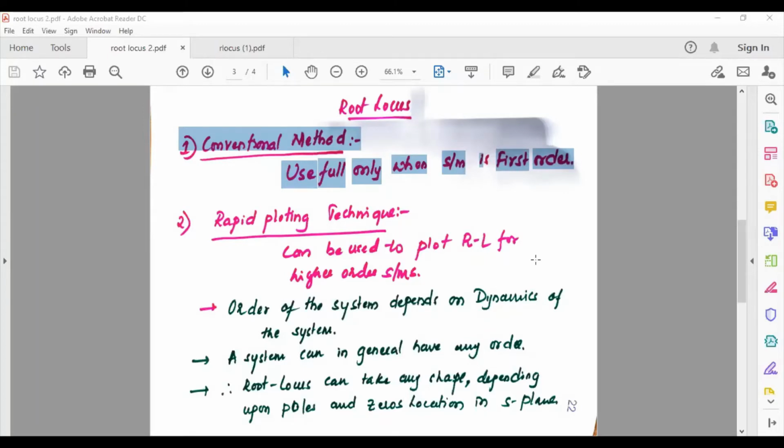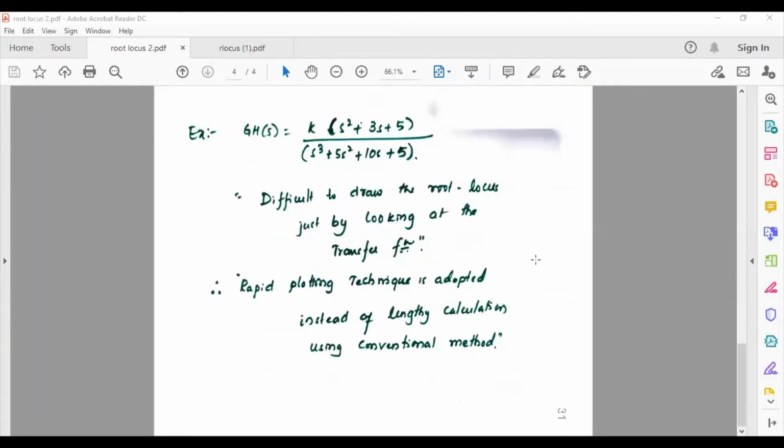Therefore, a root locus can take any shape depending upon the poles and zeros location in S-plane. Fine. So the root locus shape is also not like a unique thing. It can take any shape and it depends on the poles and zeros location in S-plane.